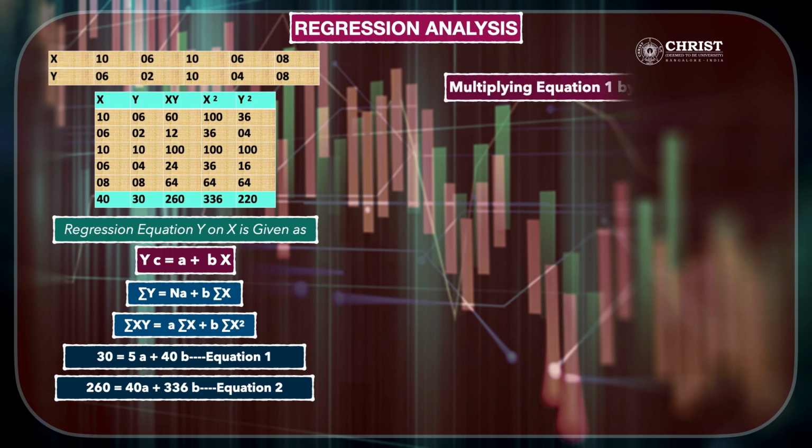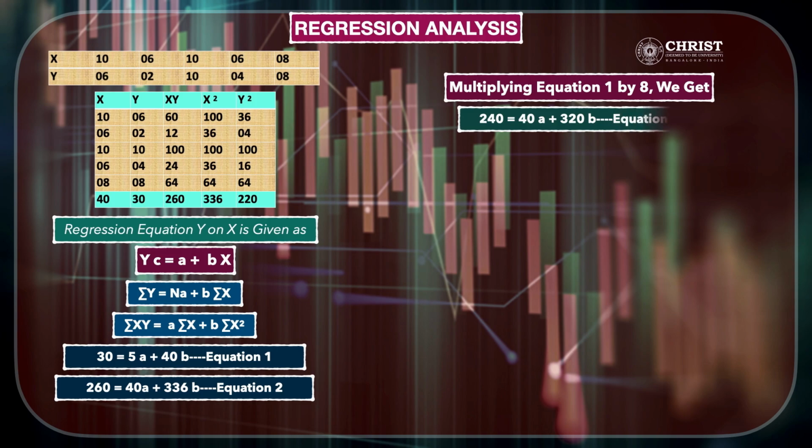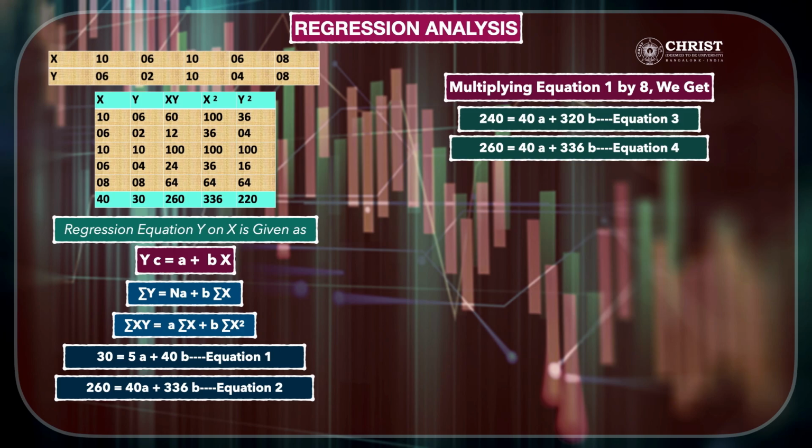So, you have to multiply the first equation with 8. You will get 240 is equal to 40a plus 320b. We are calling it equation 3. The second equation is 260 is equal to 40a plus 336b. We have not made any change for the second equation, so the same equation will be repeated as equation 4.